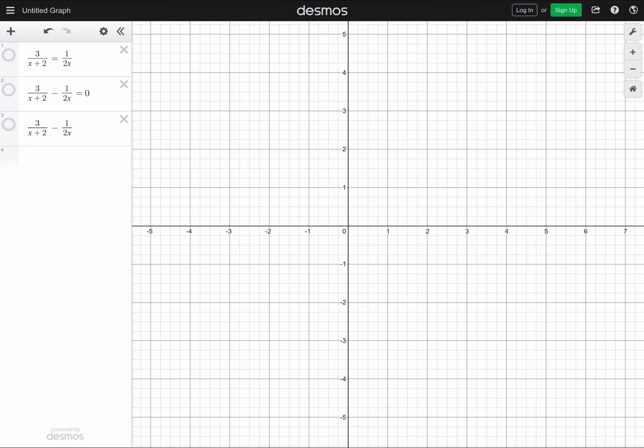Let me show you how to use Desmos to sketch the graph of a function, and then by looking at the graph, we will point out the solution of the function.